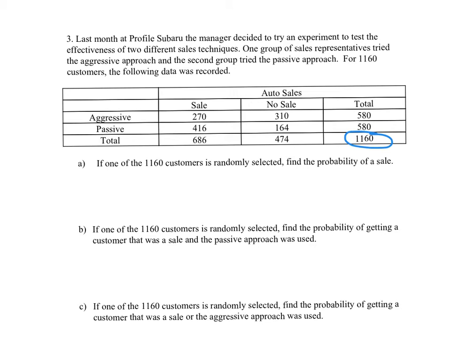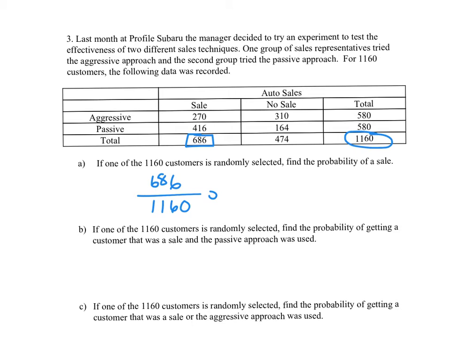So what's the probability of randomly selecting one of these customers? Or another way to think of it is, what is the percentage of customers who a sale was made to? So we get that piece of information first. The probability of a sale is simply this column total out of the total customers in which we kept track of. So 686 out of 1160. Pretty straightforward on that one.